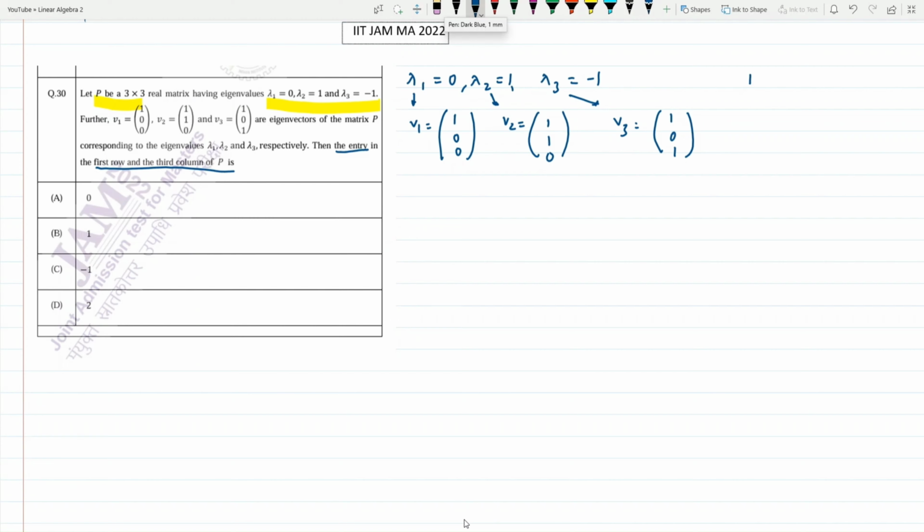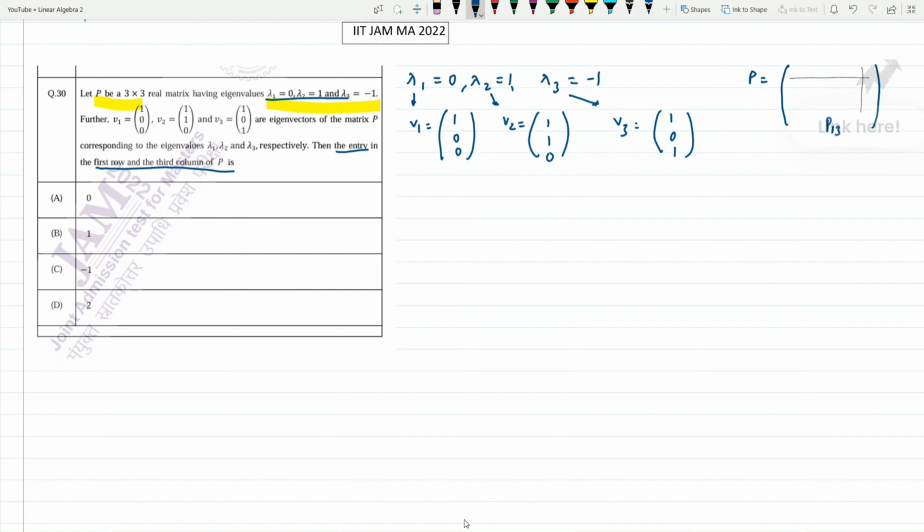Since P is a 3 by 3 matrix, it is going to have 9 entries and we are interested in the entry which is of first row and third column. So we are more precisely looking out for the P13 entry. Here we are going to use the fact that the matrix P is diagonalizable, and this can be concluded since all the 3 eigenvalues of the matrix P are distinct.